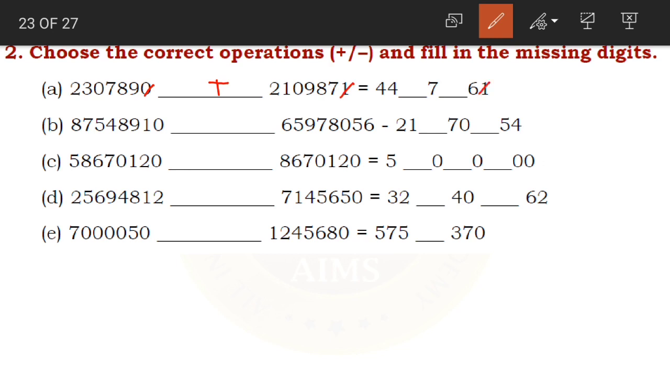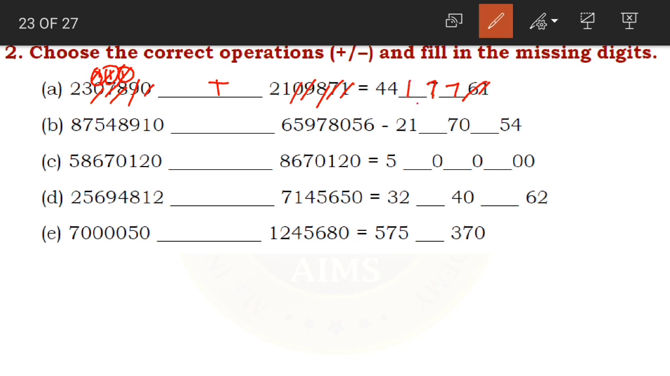0 plus 1, 1. 9 plus 7, 16. So 1 here carried. 1 plus 8, 9. 9 plus 8, 17. Yes, children, 7 here, 1 carried. 1 plus 7, 8. 8 plus 9, again 17. 7 is written here, 1 carried. 1 plus 0, 1. Again 1 plus 0, 1.